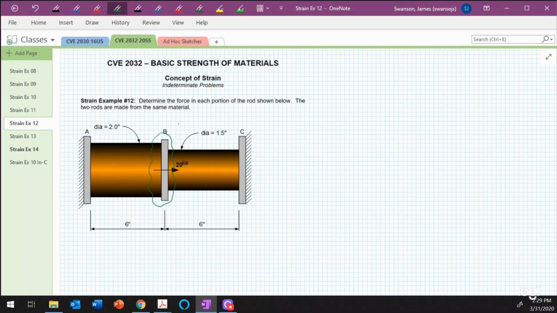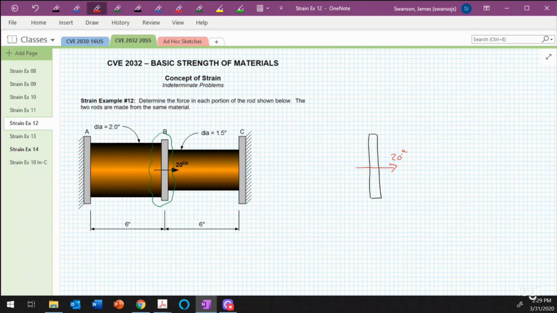So I'm going to take that and move over here to the right, and draw a free body diagram of that plate. Now, you see the load that's applied there, 20 kips pushing to the right. There are two other loads on there as well. The segment of the rod between points A and B is exerting a force, and the segment of rod between points B and C is exerting a force as well.